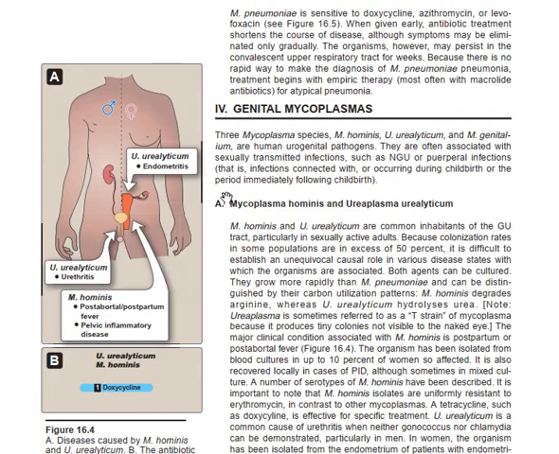The next one is Ureaplasma urealyticum. So these are diseases caused by Mycoplasma. An example is Ureaplasma urealyticum causing endometritis. Ureaplasma urealyticum can also cause urethritis. Mycoplasma hominis causes post-abortal fever or postpartum fever, and also causes pelvic inflammatory disease. It's one of the microorganisms associated with pelvic inflammatory disease.